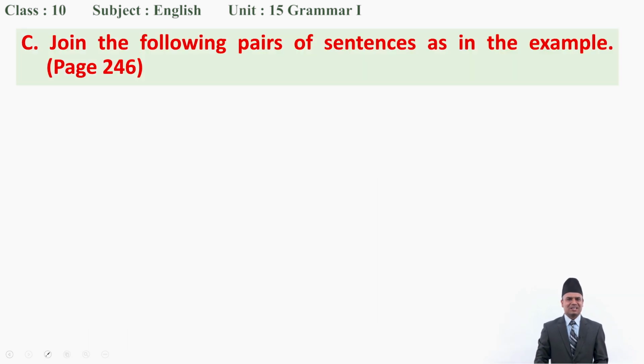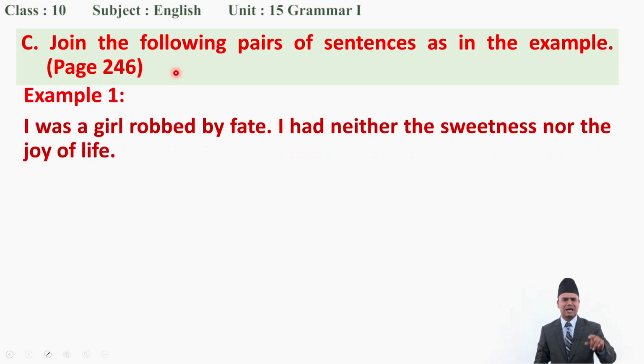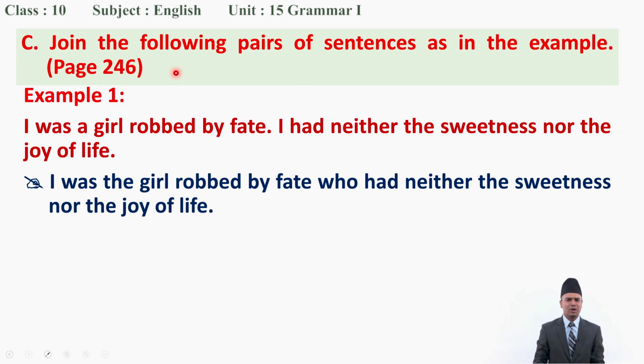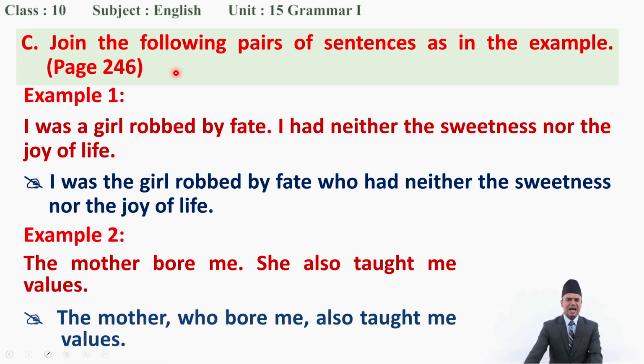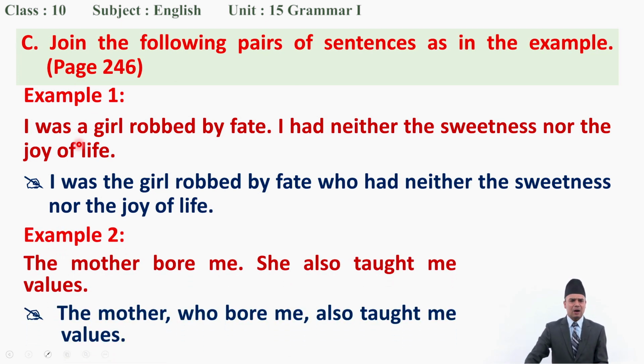So let's turn to exercise C. Join the following pairs of sentences as in the example. Turn to page 246 in your textbook. There are two examples given in your textbook. I was a girl robbed by fate. I had neither the sweetness nor the joy of life. I was the girl robbed by fate who had neither the sweetness nor joy of life.